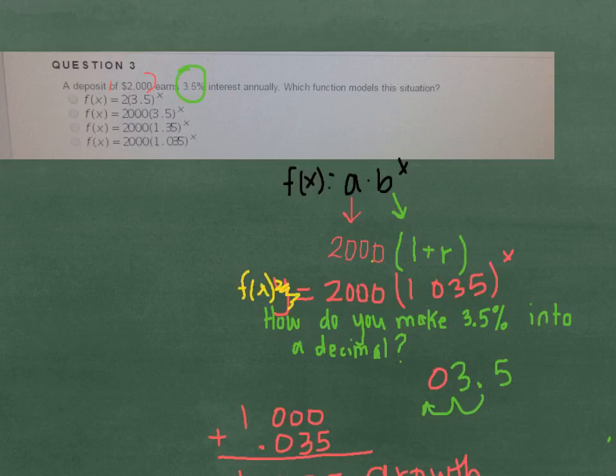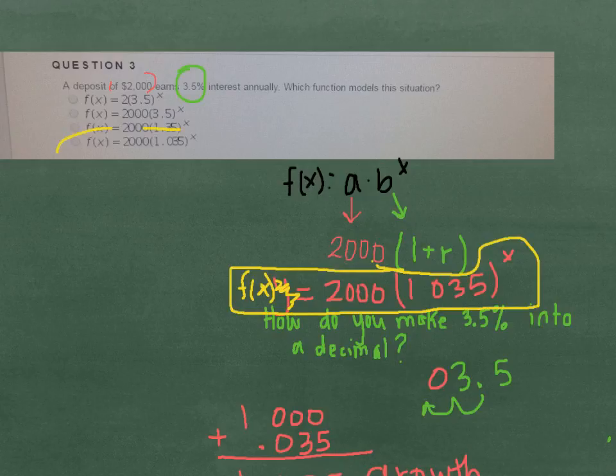F of x equals 2,000 times 1.035 to the x power. And the answer that has that is the last one.